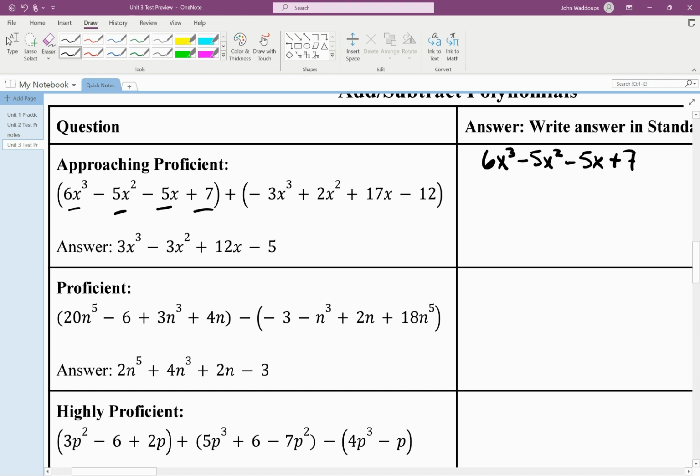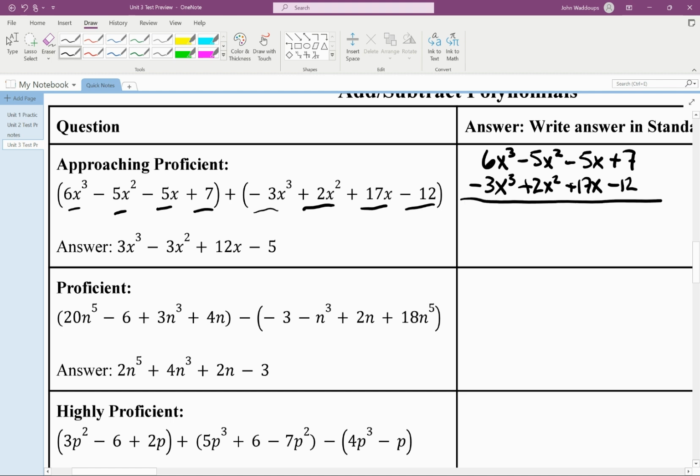Yep. And then I go to the next one, but line them up with those that are like terms. So minus 3x cubed, plus 2x squared, plus 17x, and then finally minus 12.